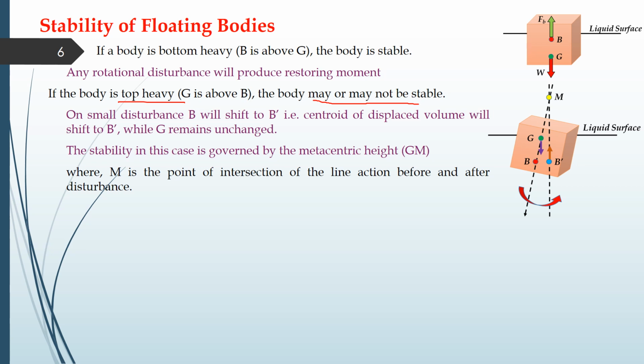Okay. So, but the G will remain unchanged. This point will not change its position. It will remain the same. So the stability in this case, where we have the top heavy case for the floating bodies, is governed by means of metacentric height, and we denote that metacentric height by GM.